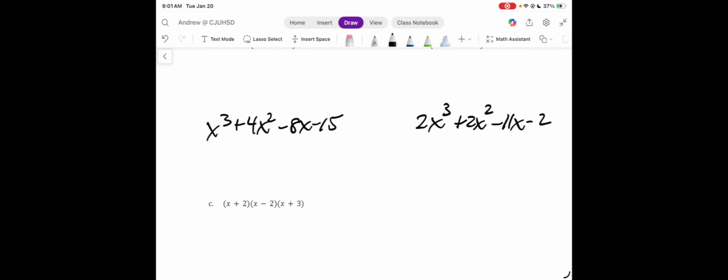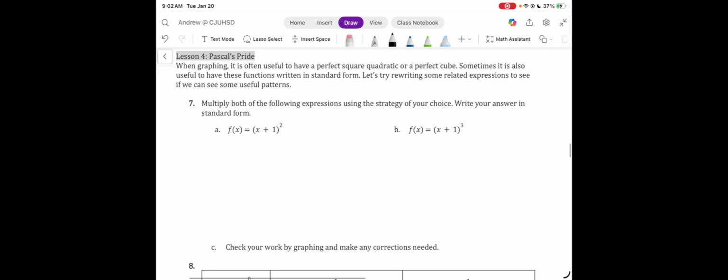And finally, x cubed plus 3x squared minus 4x minus 12. Of course, I'm going to assume that you actually work those out and you're just using that to check your answers. All right, let's see what else we've got here. When graphing, it's often useful to have a perfect square quadratic or a perfect cube. Sometimes it's also useful to have these functions written in standard form. Let's try rewriting some related expressions to see if we can use some useful patterns.